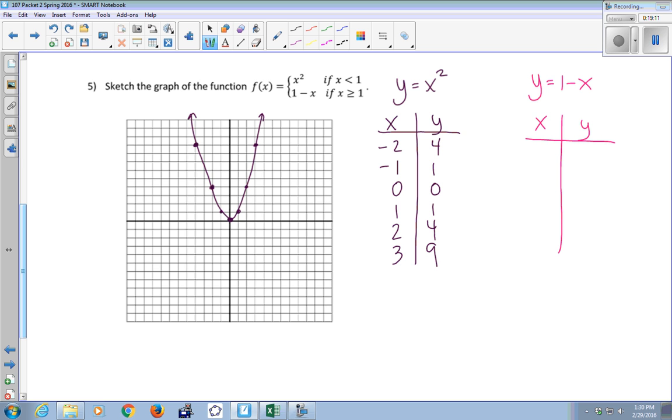Pick some x's like 0 and 3 and -2, random x's, and then plug them in and get the y's. So 1 minus 0 is 1, 1 minus 3 is -2, 1 minus -2 is 3. So we get some points, we'll plot them and connect them. So 0, 1, 3, -2, and -2, 3. And those form a line.